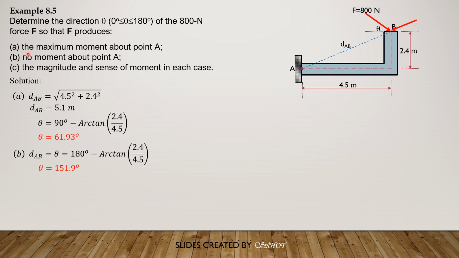So for the answer to part C, the maximum moment is 800 times 5.1, so it is 4,080 Newton meter, and the sense is clockwise. For the minimum moment, of course, it is 0.